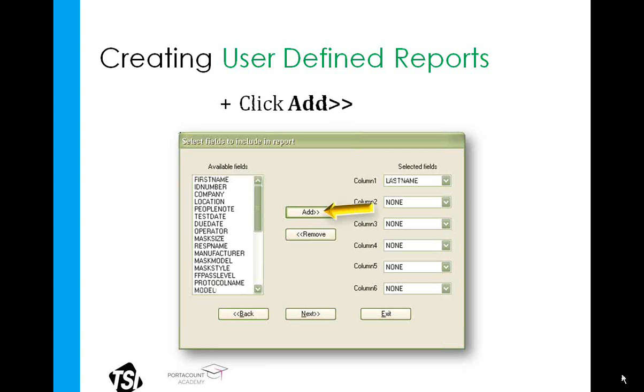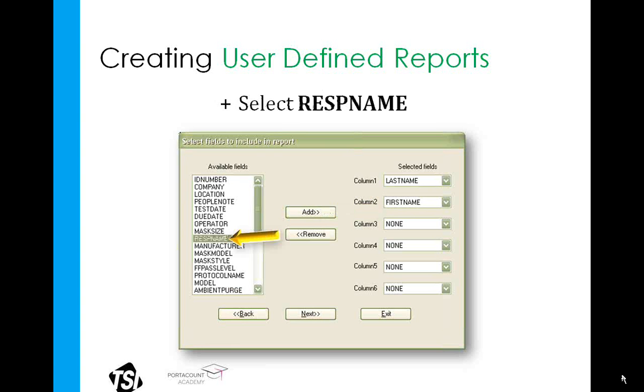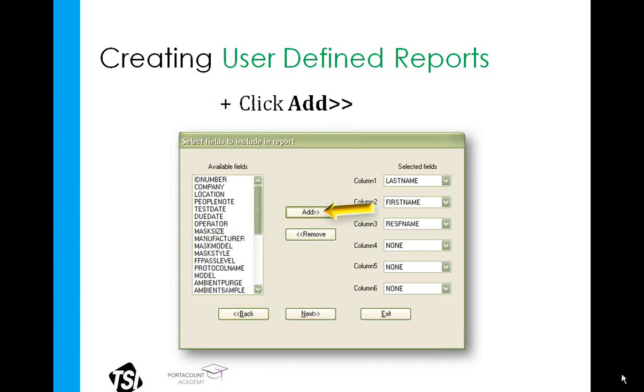I will see that last name now appears in column 1 of the selected fields. I also want the person's first name, so I'm going to click in the first name field. And again, I'm going to click on Add and see that appear in column 2. I also need the respirator they were fit tested in, and I want the manufacturer, model, and everything. So I'm just going to choose the RESP name, because that RESP name is going to include the make and model of the respirator. Again, I'm going to click on Add, so that appears in column 3.